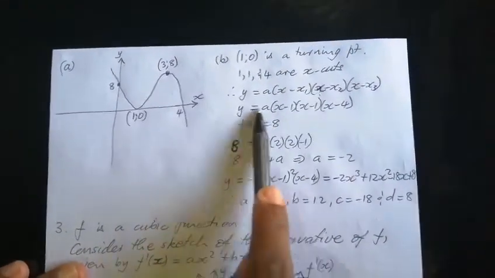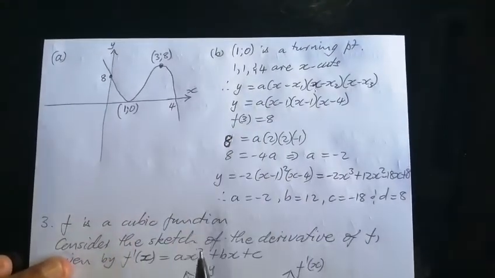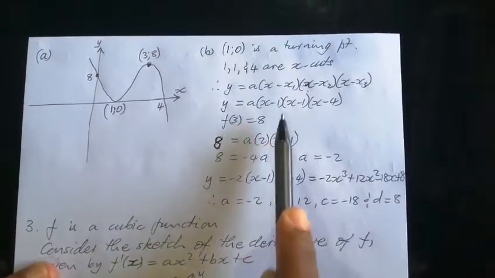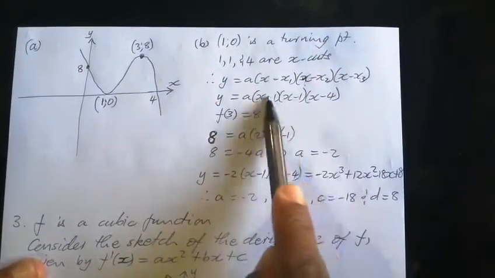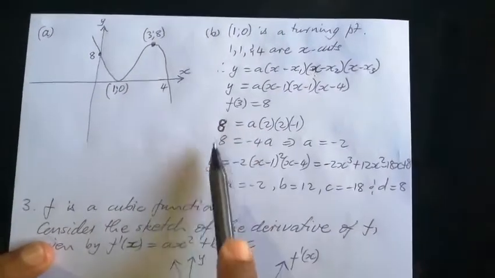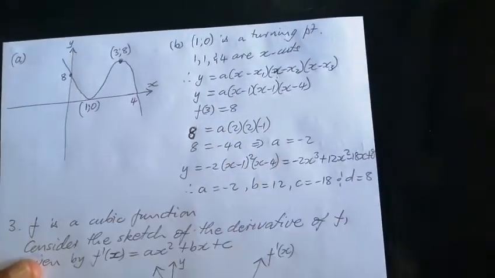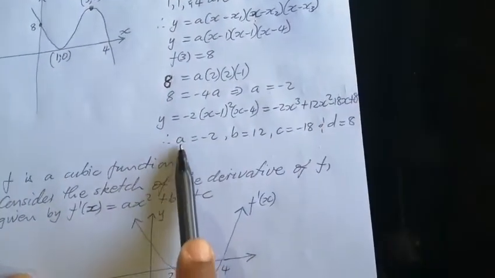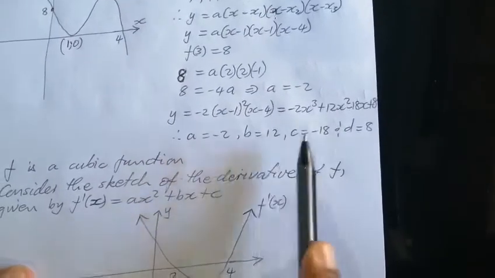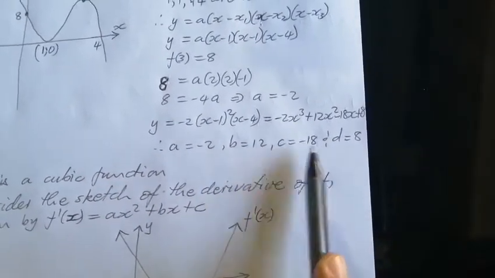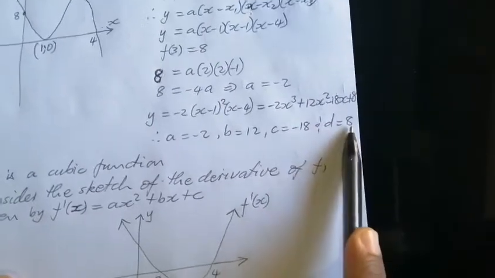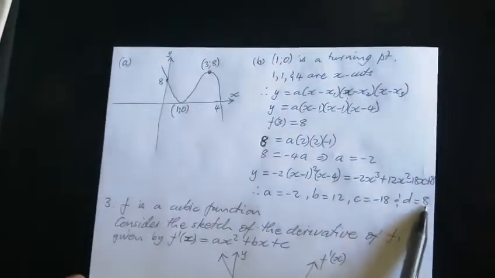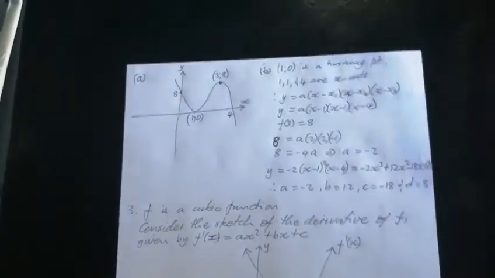But we are also given this condition, f of 3 is equal to 8. We substitute for y our 8, then 3 is substituted in these 3 brackets, and we end up with that, which when solved, we end up with a is equal to minus 2. We substitute our minus 2 and we expand. We end up now saying our a is minus 2, our b is 12, our c is minus 18, and our d is 8. Which means at this point, I can only put it now when I have d is equal to 8. I can place it there.